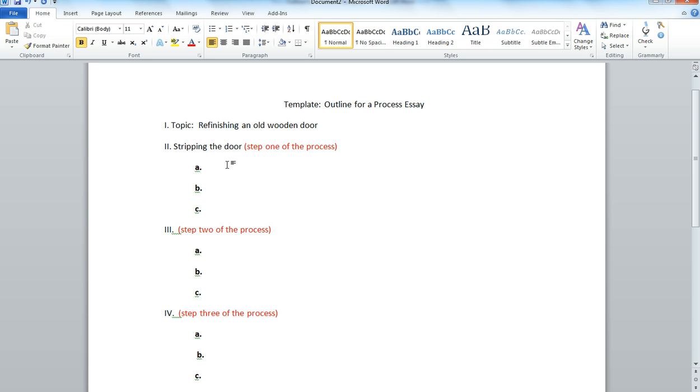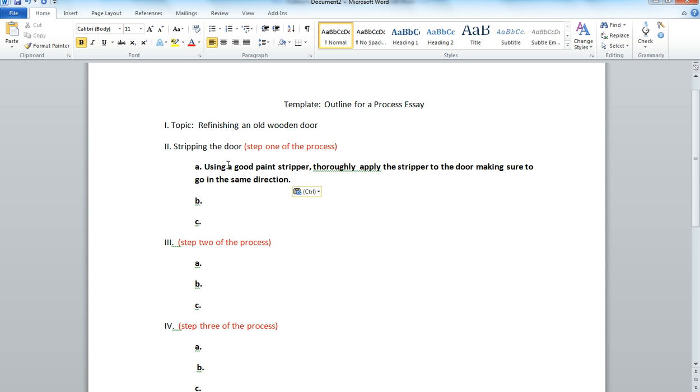The next thing we're going to do is break it into smaller pieces. Describe that process. What do we do first? Well, first we use a good paint stripper, thoroughly apply the stripper to the door, making sure to go in the same direction. The next step would be to let the stripper sit for 30 minutes.